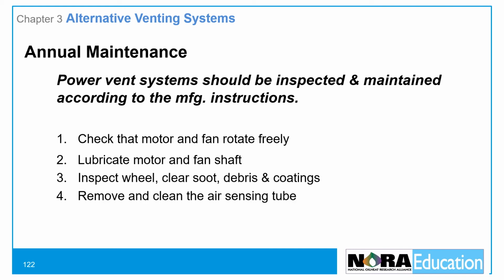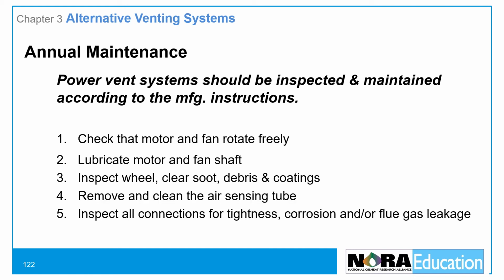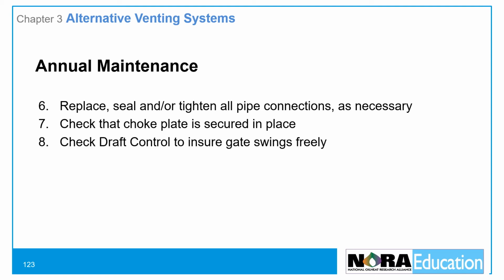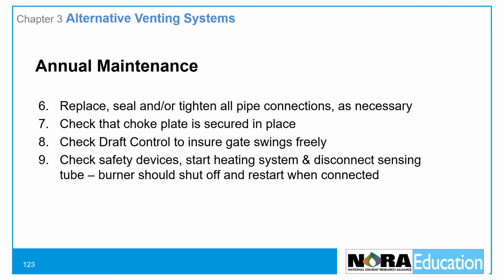Remove and clean the air sensing tube, and inspect all vent connections for tightness, evidence of corrosion, and/or flue gas leakage. Then replace, seal, or tighten all of the pipe connections as necessary. Check the choke plate to ensure it is secure in place. Check the barometric draft control to ensure the gate swings freely. Check the safety system devices.